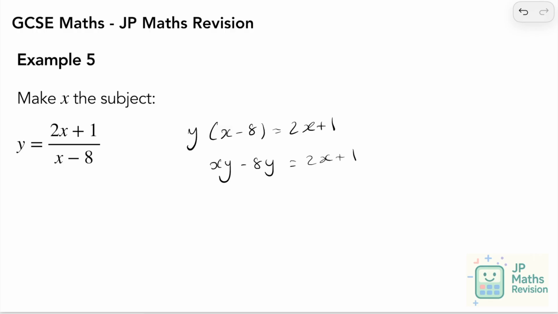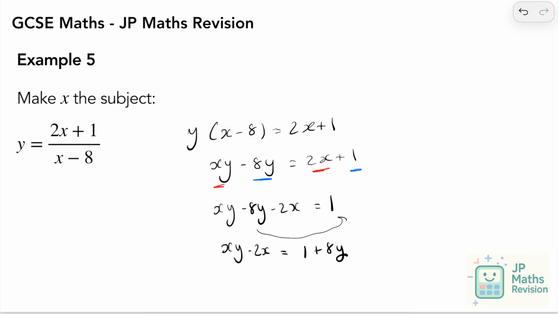1. So now I need to group up the x terms on one side and have everything else onto the other side. If I do that, I'm first going to start by minusing 2x from both sides. So I have xy minus 8y minus 2x equals 1. But now I need to get this 8y onto this side, so I'm going to do that by plussing 8y. So I have xy minus 2x equals 1 plus 8y.